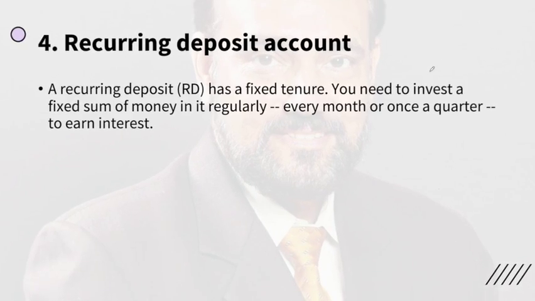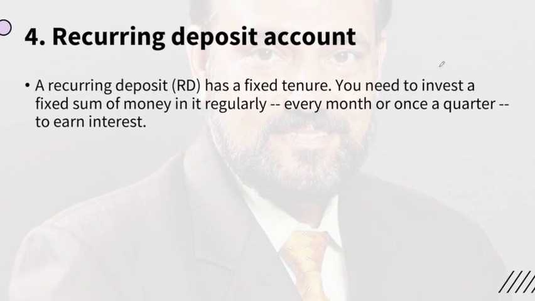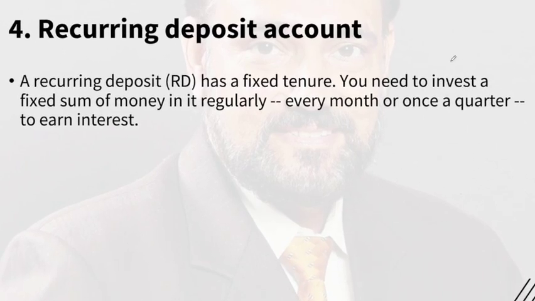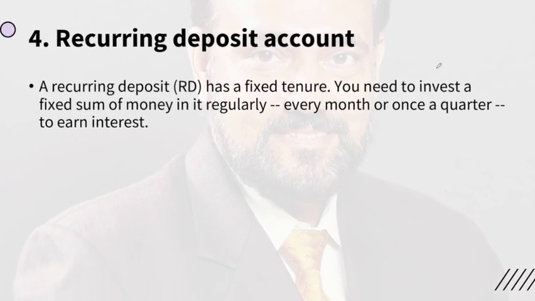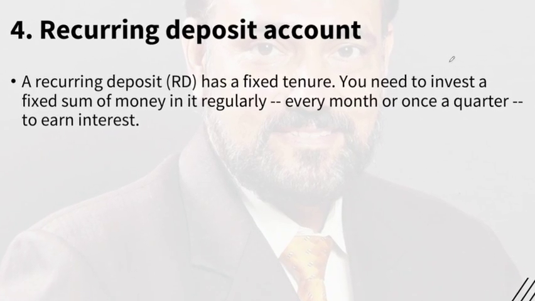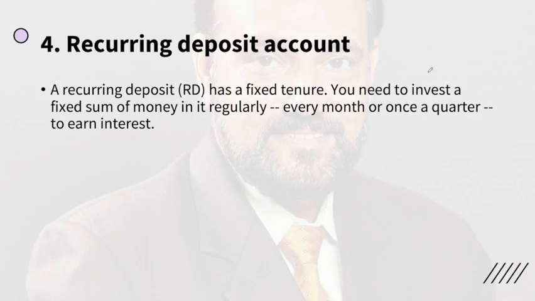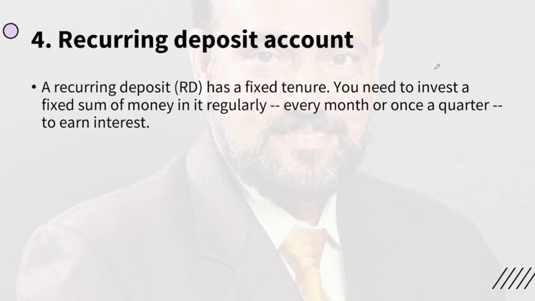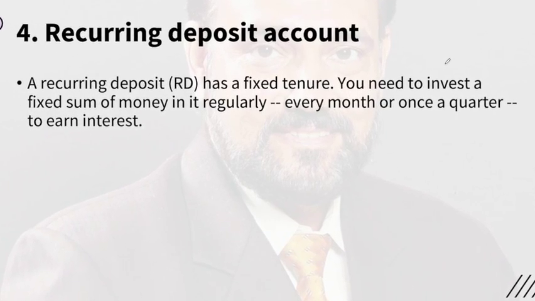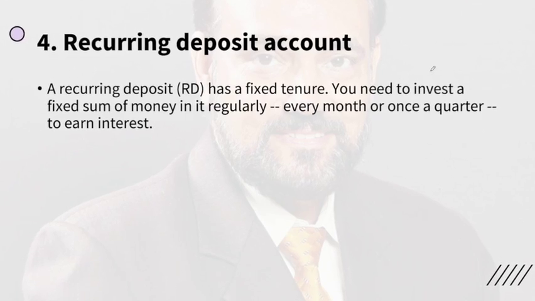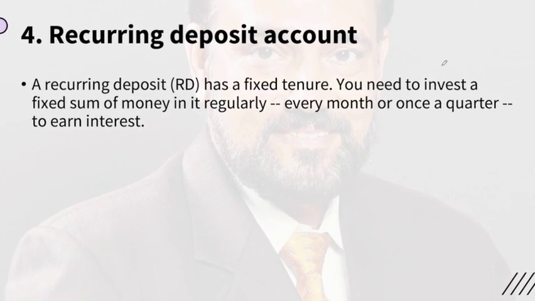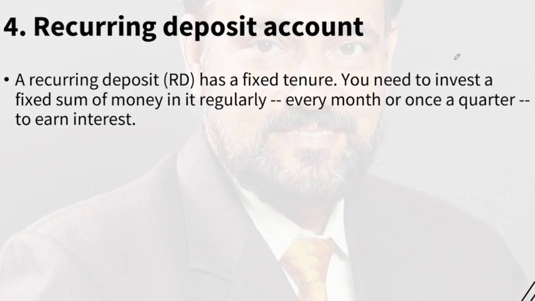Now the fourth category is the recurring deposit account, or we call it RD. This also has a fixed tenure, but unlike an FD where you deposit a fixed sum at once, here you invest the fixed sum on a regular basis, like every month or once in a quarter. The rate of interest is higher than the saving account but lesser than the fixed deposit.